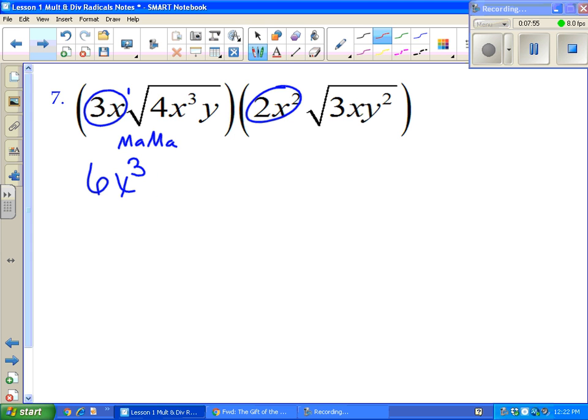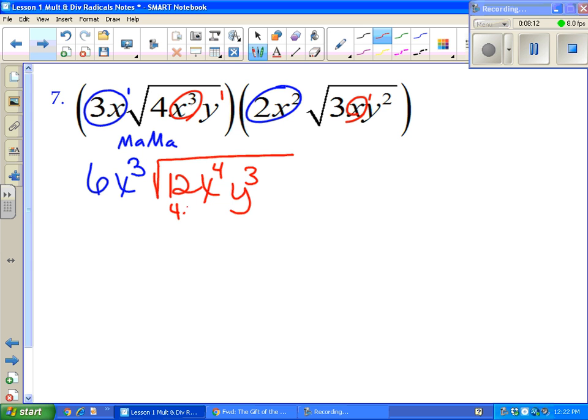All right. Multiplying inside, keeping it inside. 4 times 3 is 12. X to the third and x to the first. Adding exponents, I get x to the fourth. Y to the first and y to the second, I get y to the third. All right. I need to work with this.